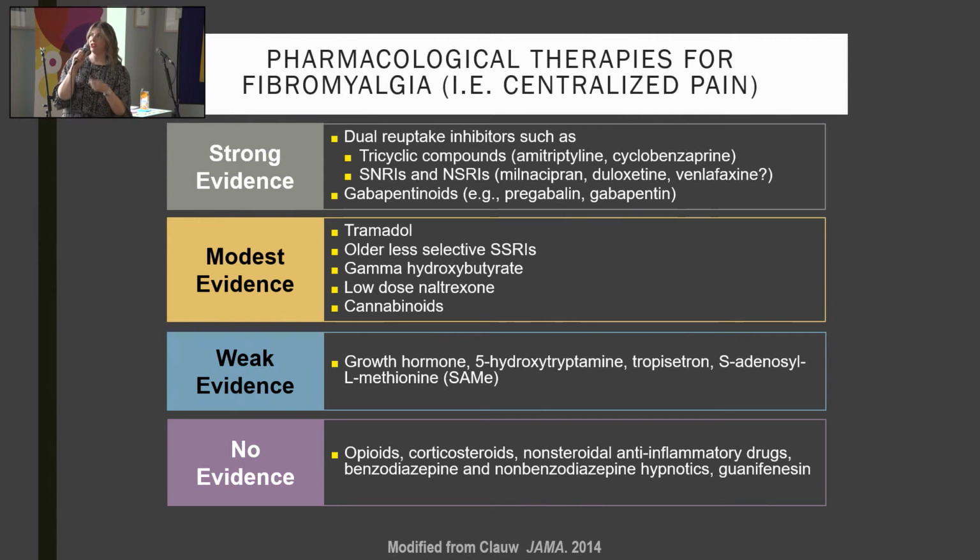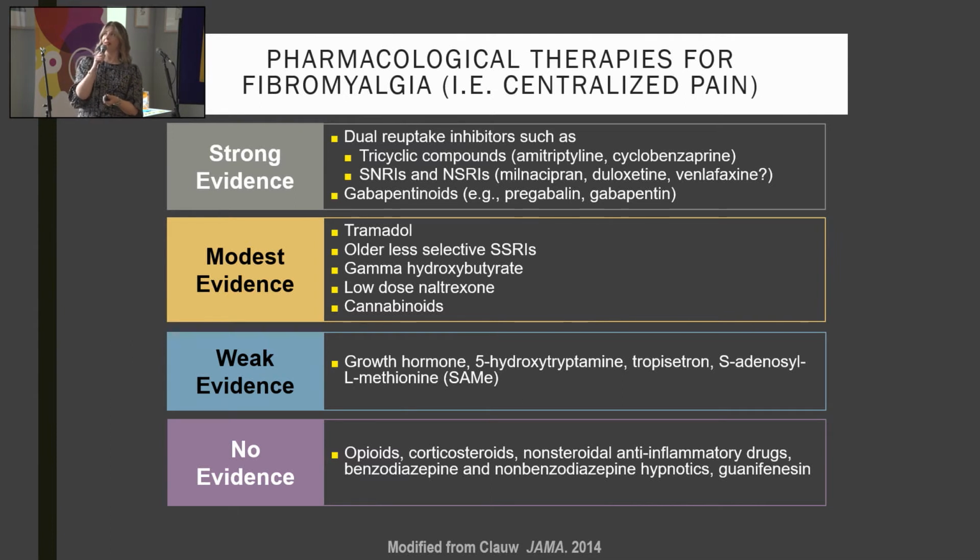All right, so this is just an overview of the evidence. We've got strong evidence for the tricyclics and the other types of antidepressants such as milnacipran and duloxetine, and modest evidence for tramadol, which is a weak mu opioid agonist. So it is a very weak opiate, but it also works on our serotonergic system. So I like tramadol for my patients who need that kind of as-needed pain relief because it has that dual mechanism of action as an antidepressant as well.